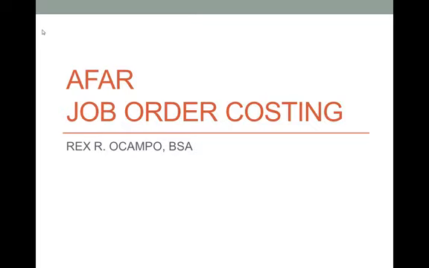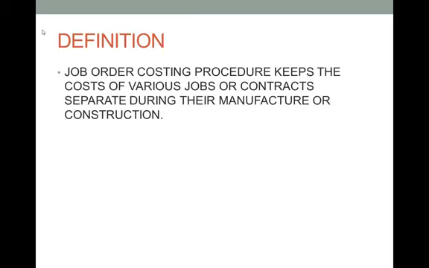Definition of job order costing. Job order costing procedure keeps the costs of various jobs or contracts separate during their manufacture or construction. That is the simplest definition of job order costing.